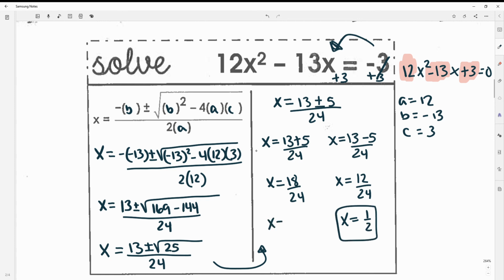And then this is going to be, what is this? Just kidding, not 2. 3/4. Okay, great. So those are my 2 answers there. X is 3/4 and X is also 1/2. That means I have 2 solutions or 2 zeros, one of them at half and the other one at 3/4.